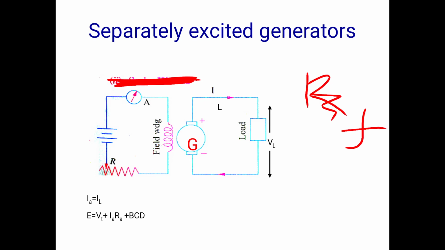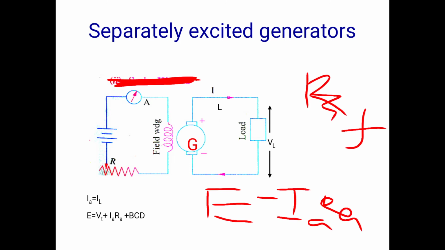Here is the equation. The armature voltage is E, and the armature winding drops some voltage, equal to IA into RA, minus BCD, the brush voltage drop, and it equals the load voltage or terminal voltage VT. So we can also write this equation: E equals VT plus IA into RA plus BCD.